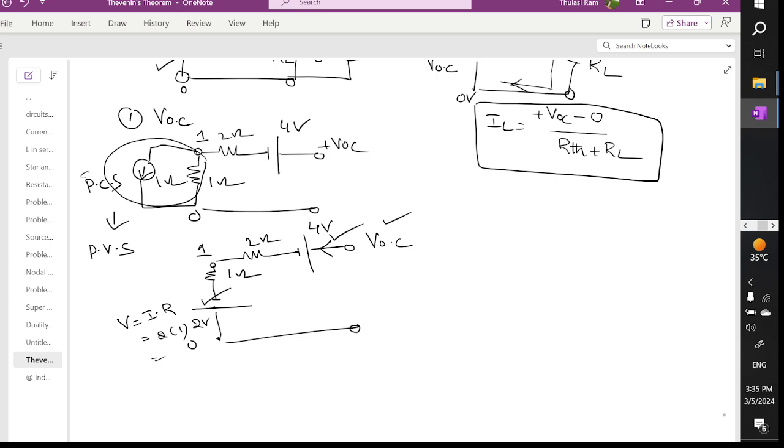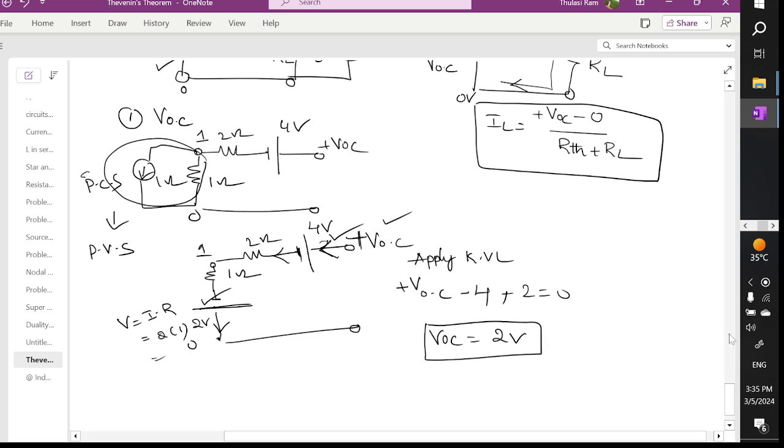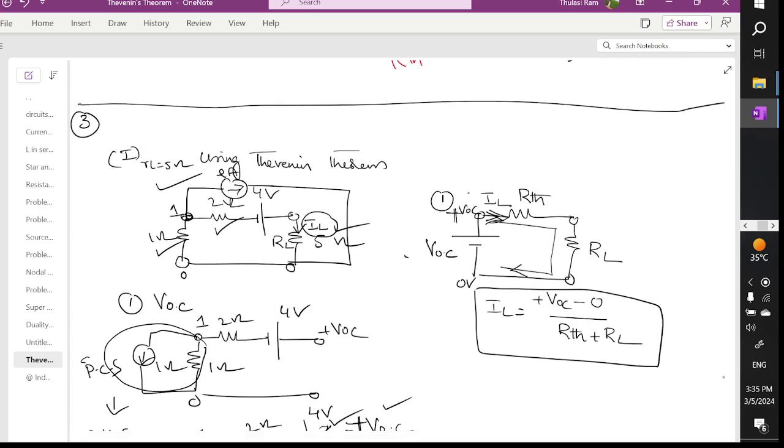Let's mark the current flowing like this. This is plus. Apply Kirchhoff's voltage law. Current is leaving, what is the leaving polarity? Plus VOC, and current is flowing like this. What is the leaving polarity? Minus 4, and coming to here, the leaving polarity is minus 2. When you solve it, this is minus 4, and current is leaving here, this is plus 2, and VOC you get as 2 volts. So this one step is completed. VOC is 2 volts.